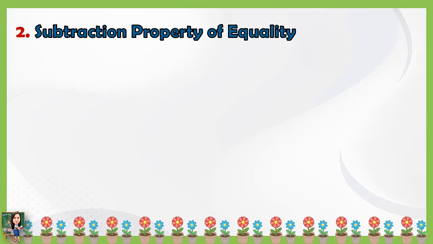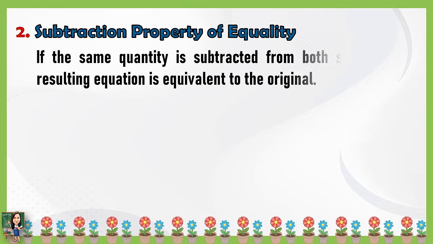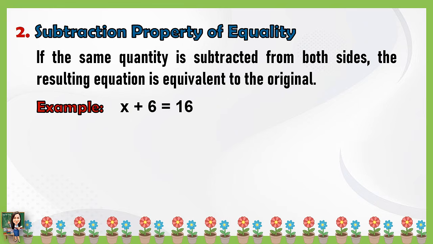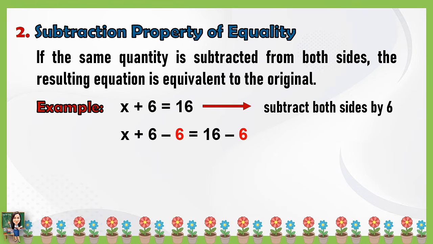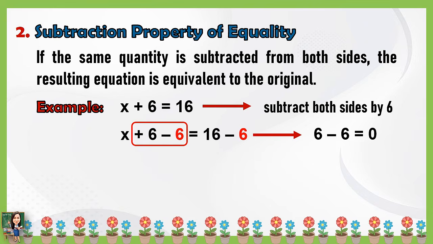Second is subtraction property of equality. If the same quantity is subtracted from both sides, the resulting equation is equivalent to the original. For example, x plus 6 equals 16. Then subtract both sides by 6. That is, x plus 6 minus 6 equals 16 minus 6. 6 minus 6 equals 0. The remaining is x. Then 16 minus 6 equals 10. The answer is x equals 10.